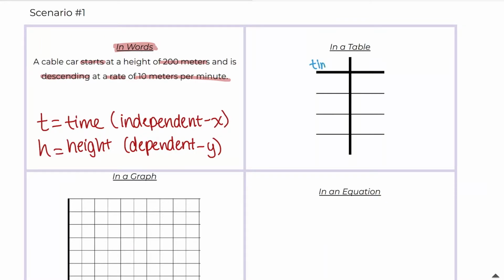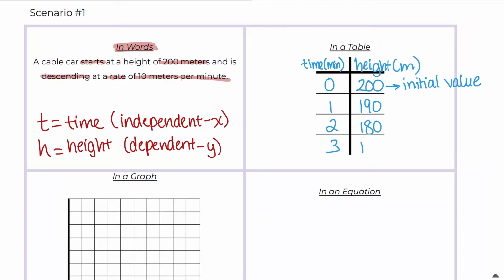So we're going to say time right here in minutes. And on this side, we can say height, and the height is measured in meters. And we know that in 0 minutes, the height will be 200 meters. It tells us that it starts at a height of 200 right here. So we know that our initial value is equal to 200. And then every minute it goes down by 10 meters. So after 1 minute, it went down by 10 meters, so now it's at 190 meters. At 2 minutes, it's at 180 meters. 3 minutes, it's at 170 meters, so on and so forth.